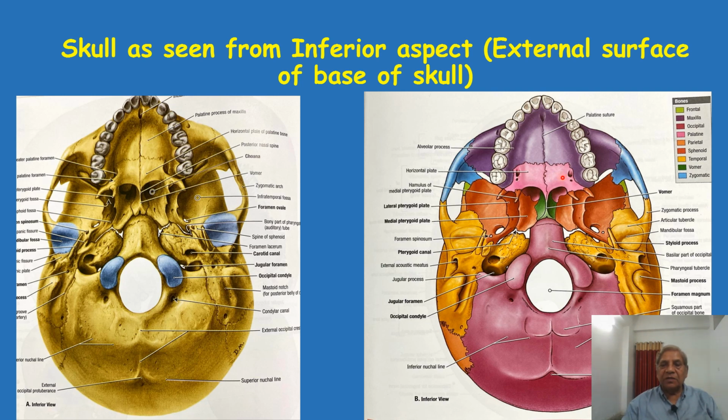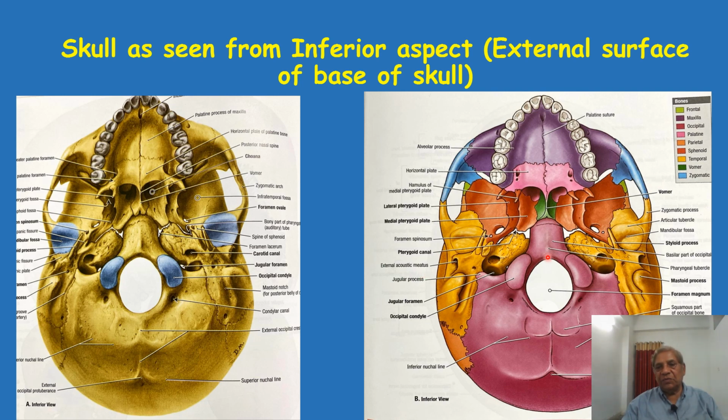Then there will be, not shown in this diagram, the lesser palatine foramina, which are posterolateral to this greater palatine foramina, and they will give passage to the lesser palatine nerves and vessels. So these are the parts which are of importance in the anterior part.